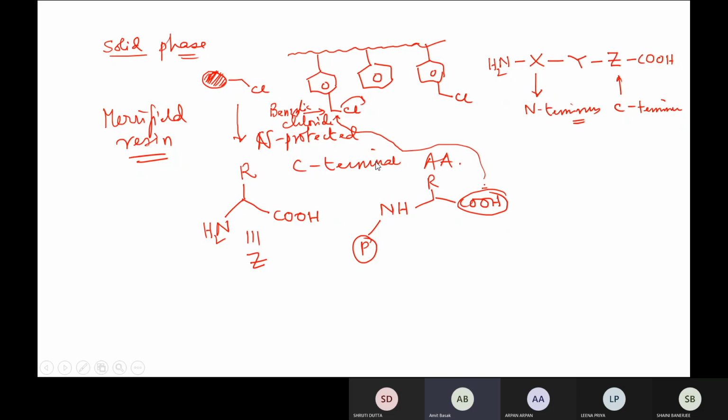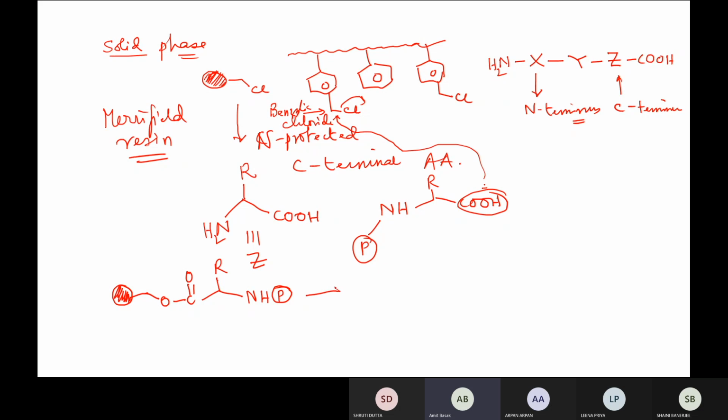So that results in what? Suppose the bead is here, and the Cl is now replaced by O, CO, and then R, and you have NH with a protecting group. You have to protect the NH because otherwise this NH would also have displaced the chlorine. So there would be a competing reaction: either the carboxy or the NH would have displaced the chlorine. So NH has to be protected so that it does not react. So this is the first step.